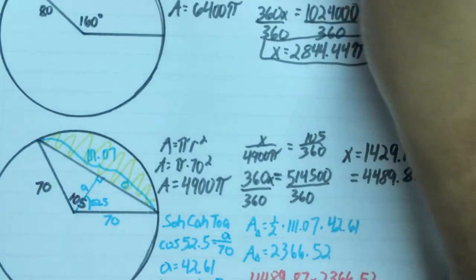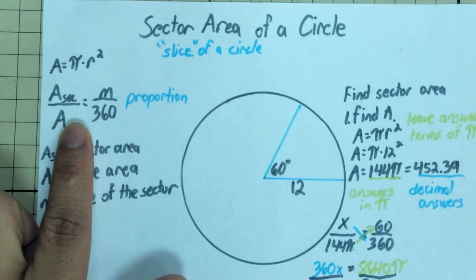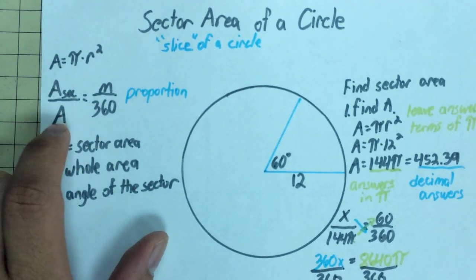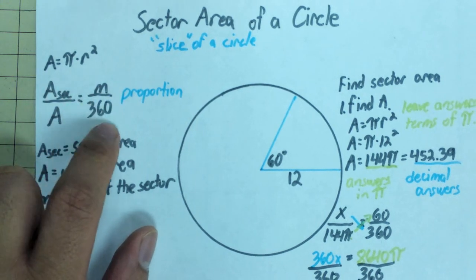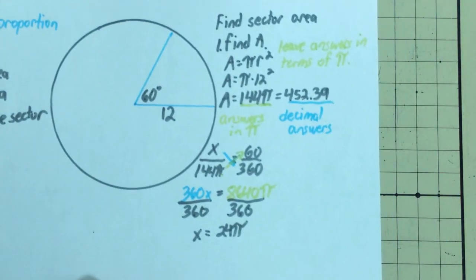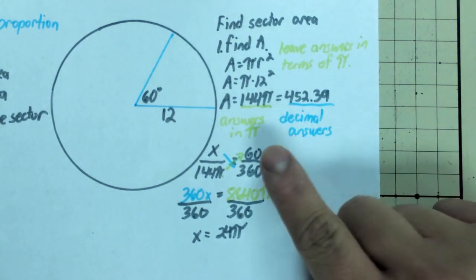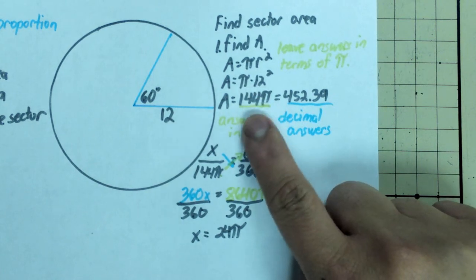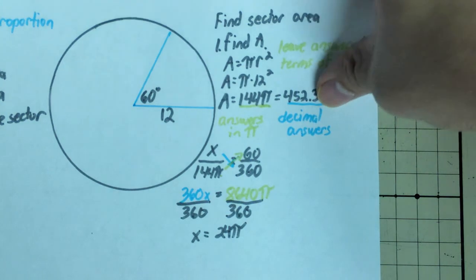Alright, so, recap. Sector area deals with proportions. It's the part of the sector over the whole circle equals the part of your angle over 360, the full circle. So here's that in action, an example of a sector area. We want our answers in terms of pi. That means do not type pi in the calculator. I want this answer, not this. So there's my answer in pi.